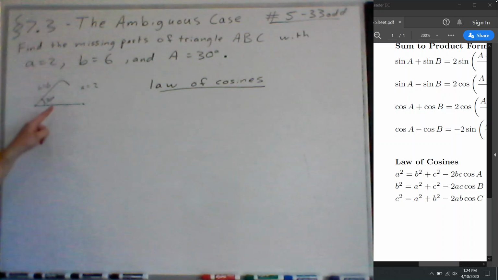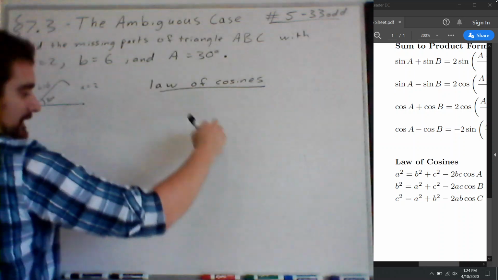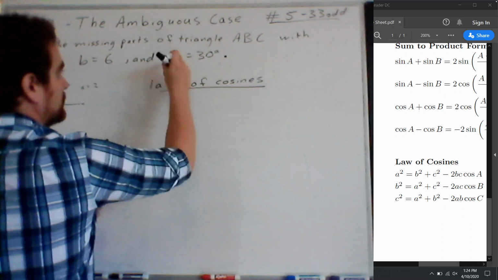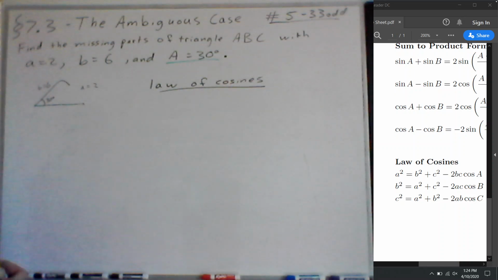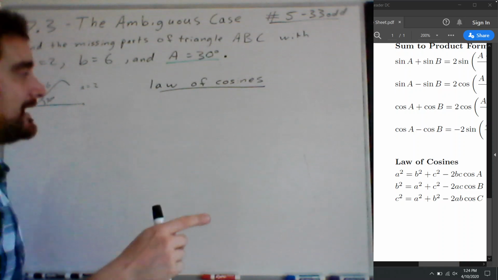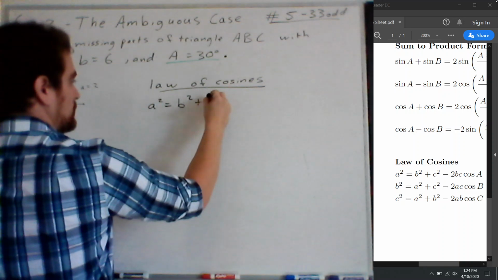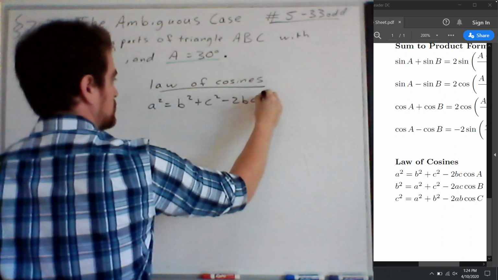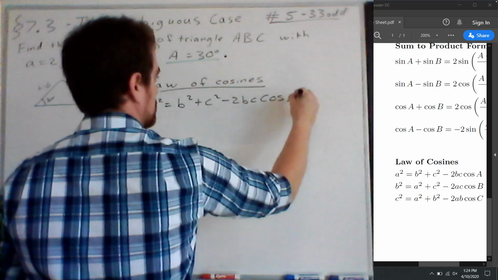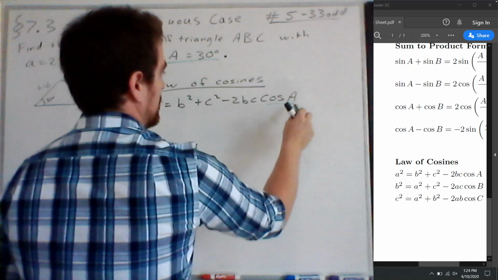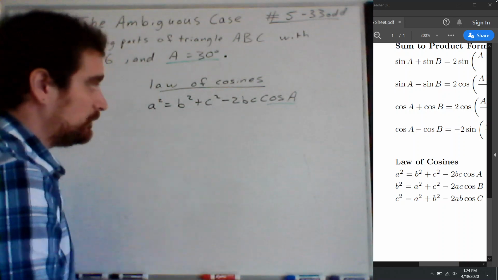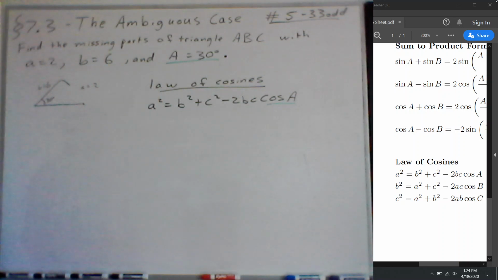All right, so the angle that we have is capital A. That's the important thing, which means we need to use the law of cosines that has the angle A in it. So a squared is b squared plus c squared minus 2bc times cosine of capital A. A is the only angle we have, so it's the only one of those law of cosines formulas that we can use.